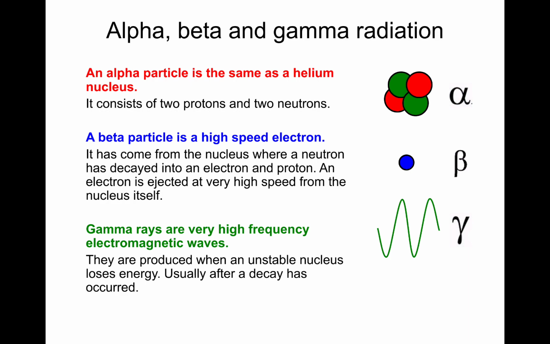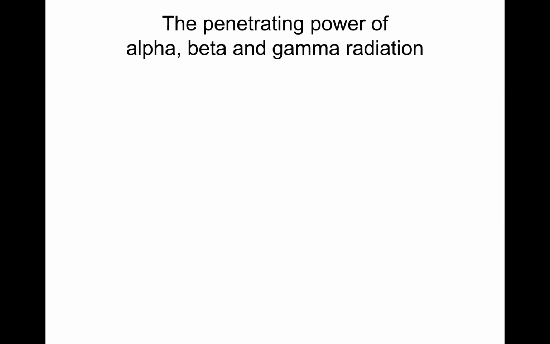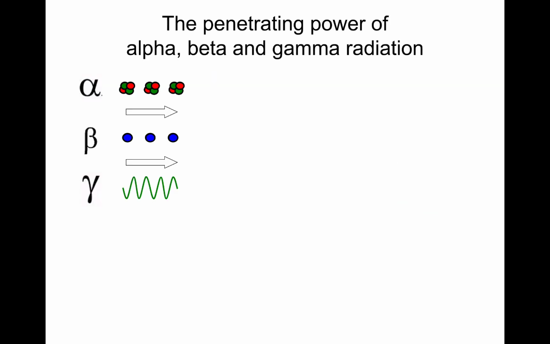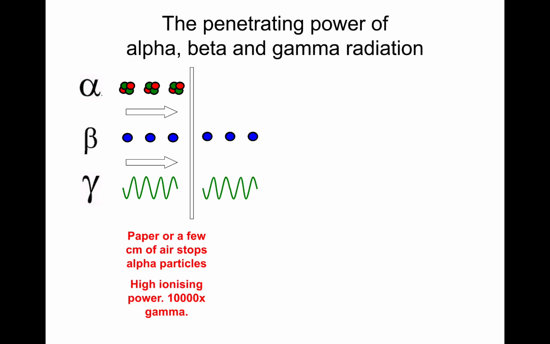So if you want to get that information down, then we'll go into a bit more detail. The next thing you need to know is the penetrating power of alpha, beta, and gamma radiation. So paper, or a few centimeters of air, stops alpha particles. Alpha is highly ionizing. It's 10,000 times more ionizing than gamma. What that means is its ability to produce ions. And an ion, remember, is where you strip an atom of its electrons and it will become a positive ion.